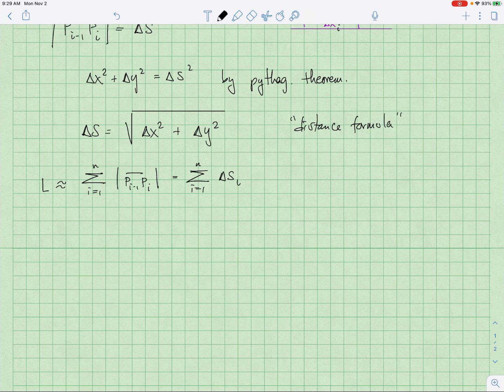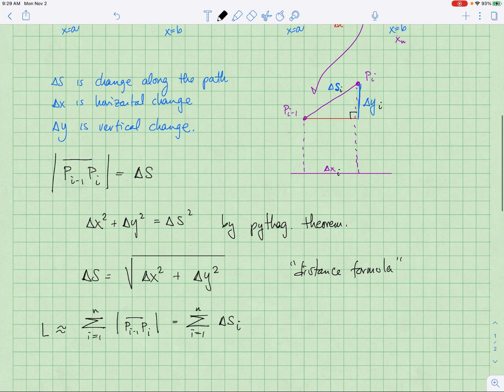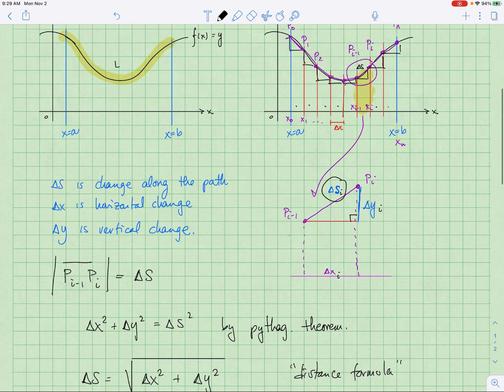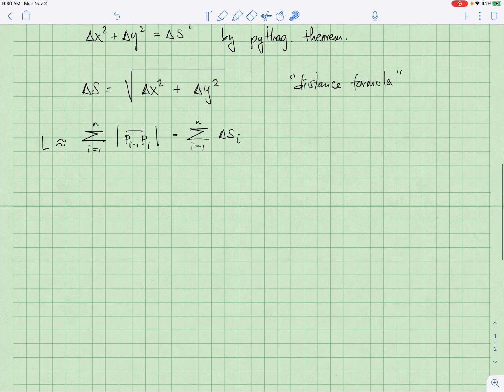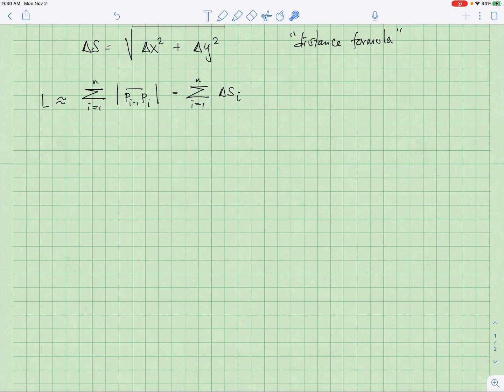Anyway, all we're doing is adding up all of these little bits along this curve. Delta s sub 1, delta s sub 2, delta s sub 3, 4, 5, general ith, and nth one at the end. So that's our little generic formula for it. It doesn't say too much. All it says is add up all the diagonal bits of length.